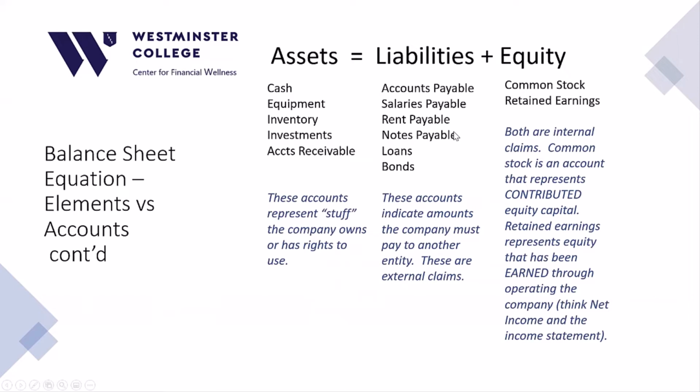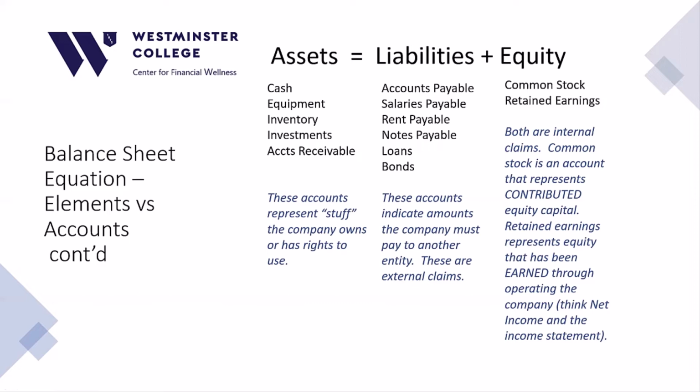Equity has two main accounts, and both are internal claims. Common stock represents the equity from owners contributing to the company. For example, they're buying common stock. Retained earnings, on the other hand, is very different. It represents the equity that has been earned by the company through running its operations. We will come back to this retained earnings account later on in the lesson today.